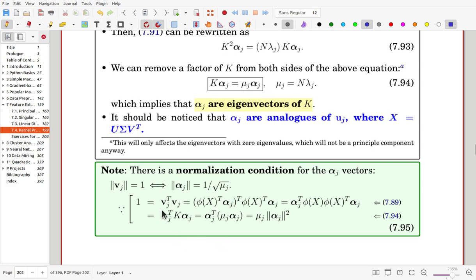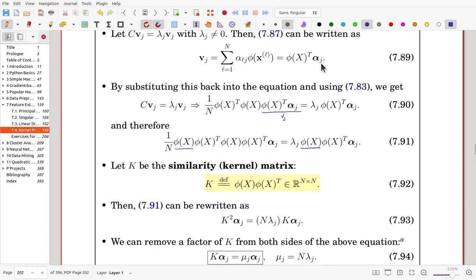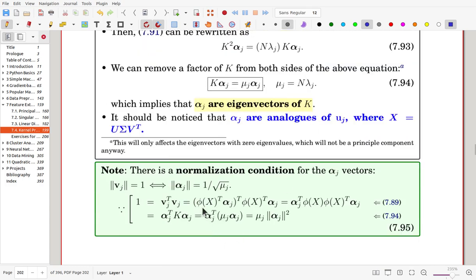We can see it quite easily. Now v_j transpose v_j is 1. Since v_j is written in this way, we have the transpose and the vector, and then we can recheck that one, and that is now matrix K. So K alpha_j will be mu_j alpha_j, which is the same as mu_j times the norm of alpha_j squared. So that must be 1, so the norm of alpha_j must be 1 over the square root of mu_j.